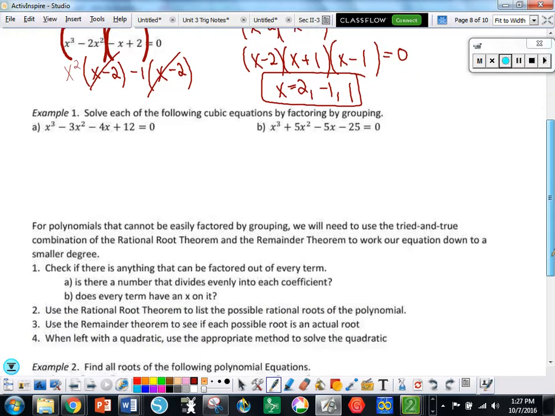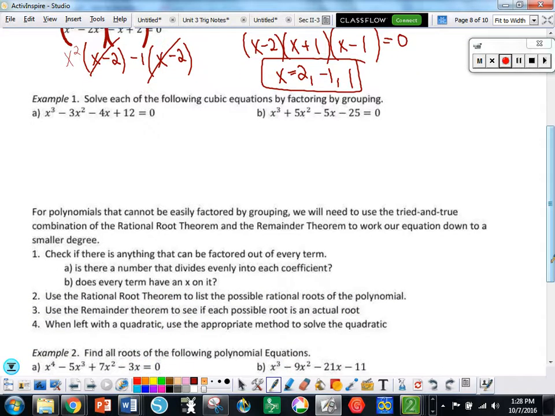Okay, example 1. Solve each of the following cubic equations by factoring by grouping. Let's do another one. Looking at that first grouping, what does it have in common? An x squared, we're left with x minus 3. The second grouping has a minus 4. Will you guys finish this off for me? I'm going to do this one to see if anything weird happens.